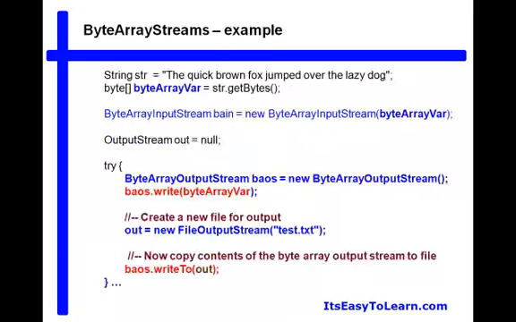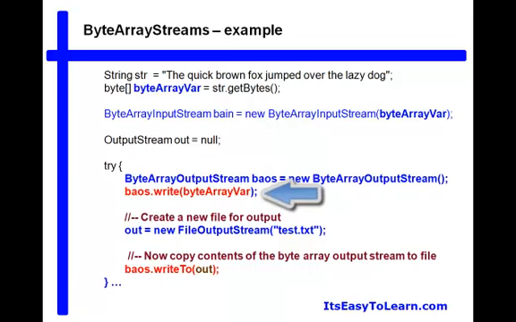Here is an example. We have the string, and that string is converted into a byte array using the getBytes method. We create a new byte array input stream, as shown by the variable BAIN, and then we also create a new byte array output stream. And to the byte array output stream, we write the contents of the entire byte array which we generated.